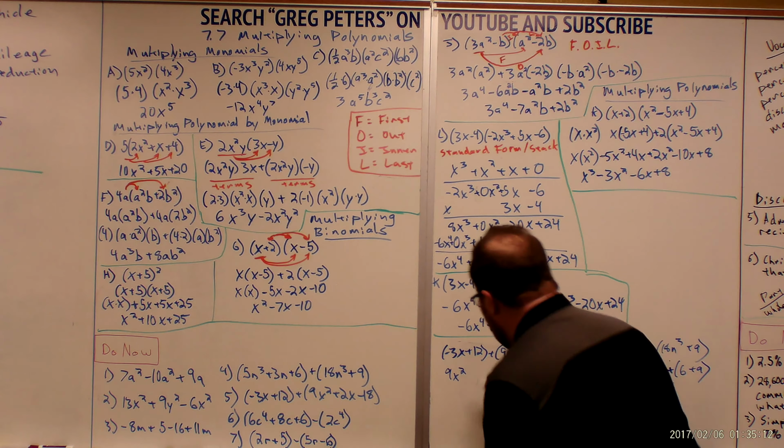Absolutely not. Okay, next one. Next one involves a new step, right? So we have 6c4 plus 8c plus 6 in parentheses, minus 2c4. What do I need to do first?